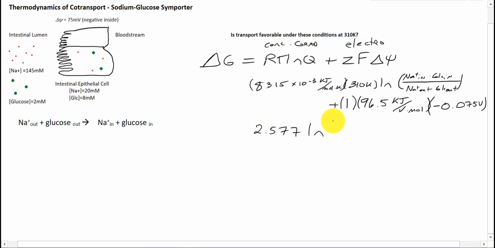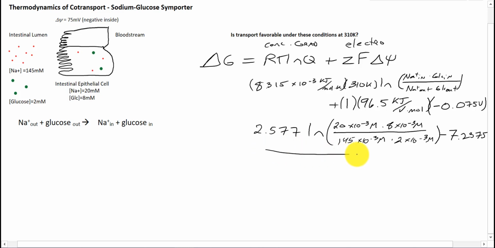So filling in a few simplifications, 2.577 is our RT. We'll multiply that by the natural log of our concentration gradient, which is sodium on the inside, 20 times 10 to the negative 3 molar, times glucose on the inside, 8 times 10 to the negative 3 molar, all over sodium on the outside, 145 times 10 to the negative 3 molar, times 2 times 10 to the negative 3 molar, which is our glucose on the outside. And then we have ZF delta psi, and that simplifies to negative 7.2375.